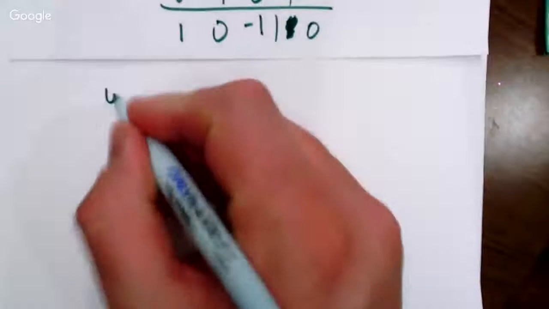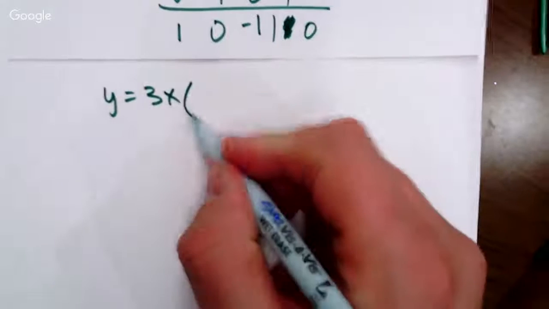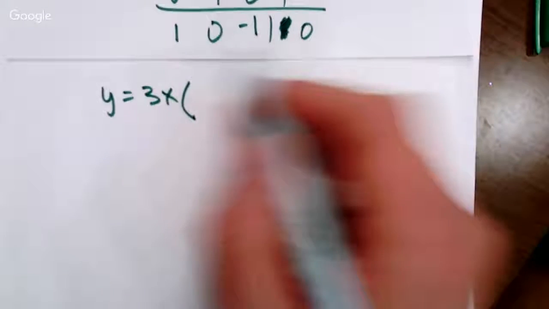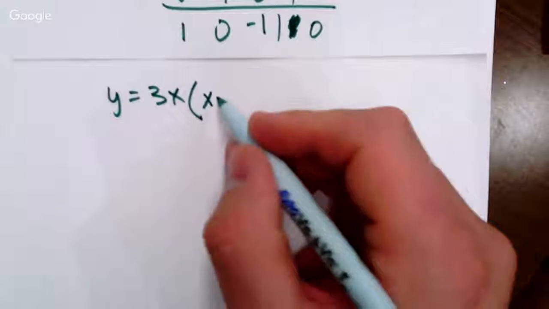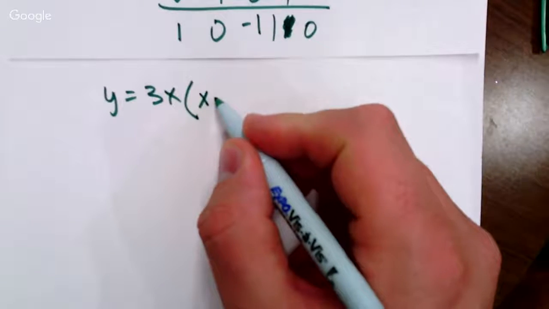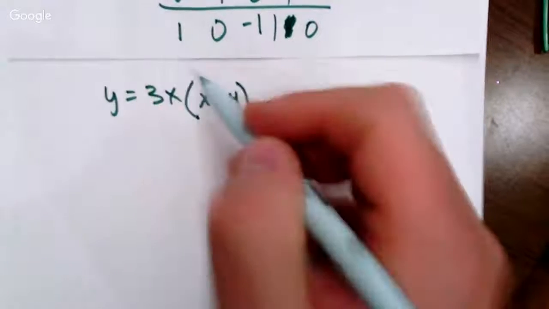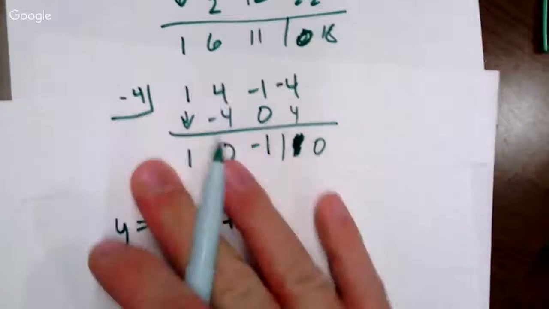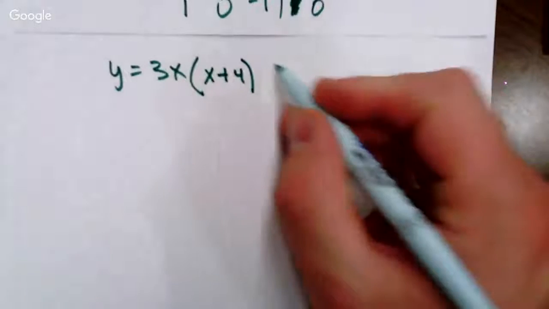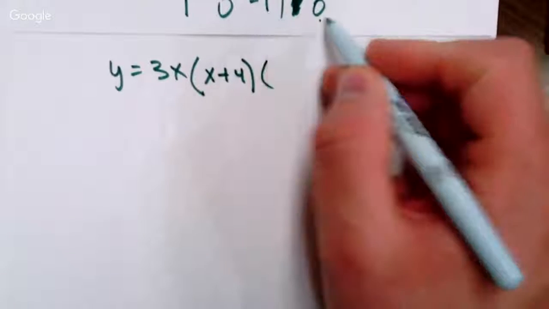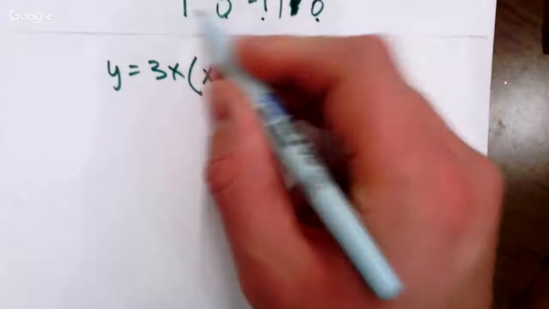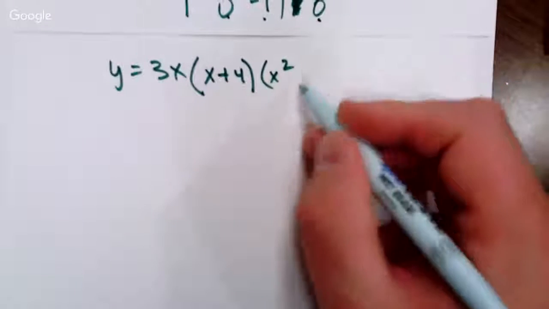Okay, so let's write what we got. I had y equal to 3x in front. Then we were dealing with the leftovers. I know that negative 4 is a 0, so x plus 4 is a factor. Why? Because then that would be our 0. Remember, synthetic division uses the zeros, not the factors. So x plus 4 is your factor. What's left over then? The remainder, x squared plus 0x minus 1.